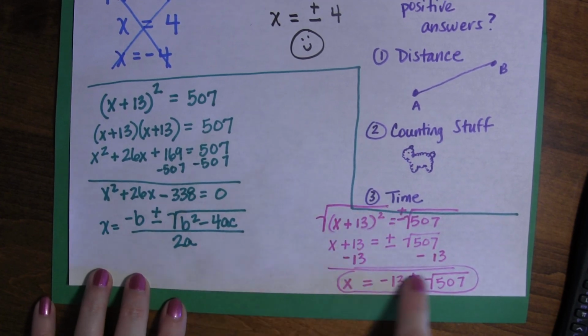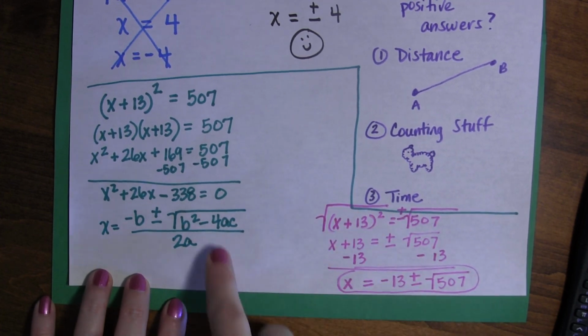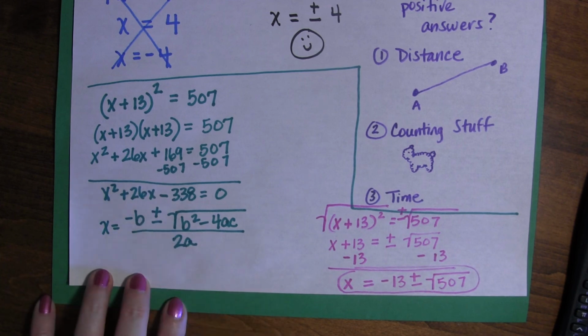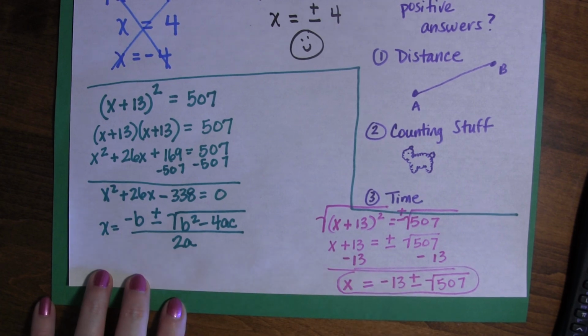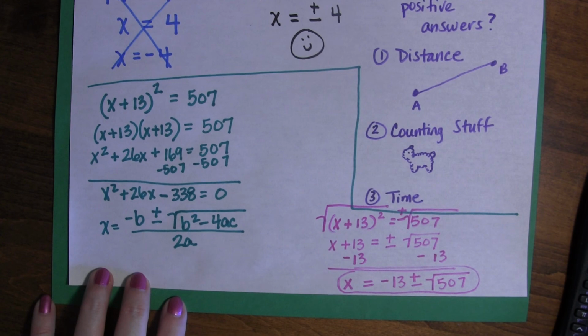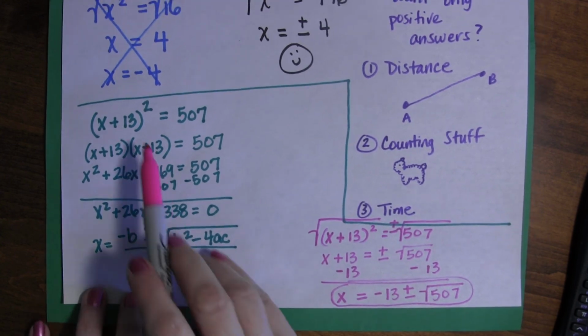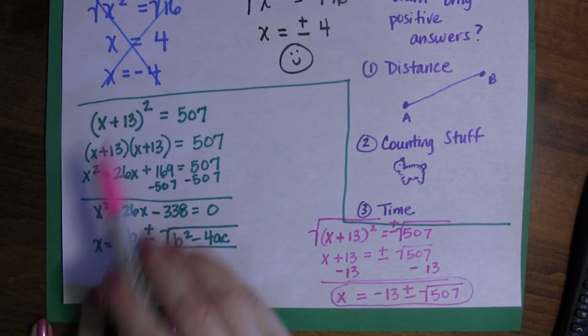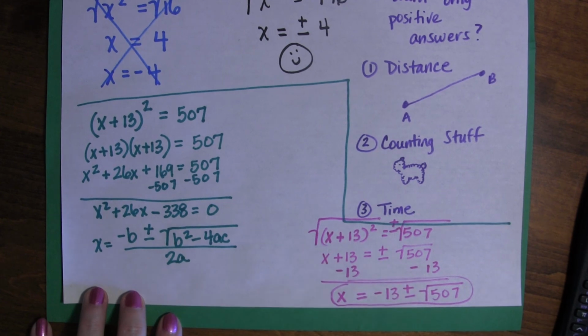So by using the square root property, we can bypass this quadratic formula. So that is why we are learning the square root property. It doesn't help us with every single problem that we have, but anytime we have a square like that, that's what we can use.